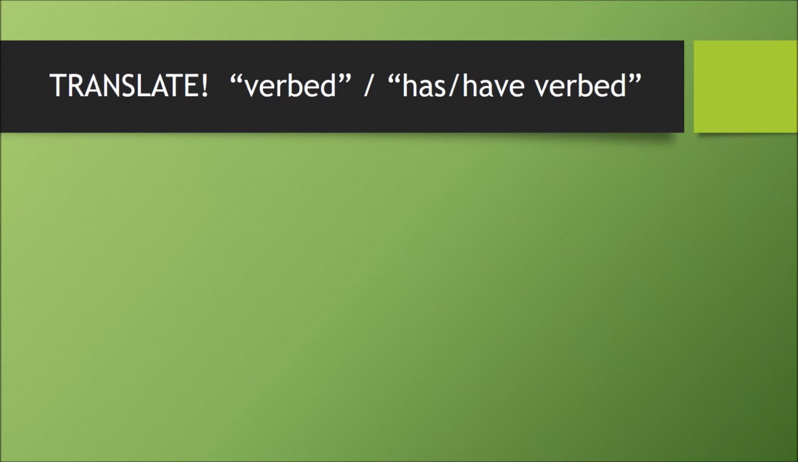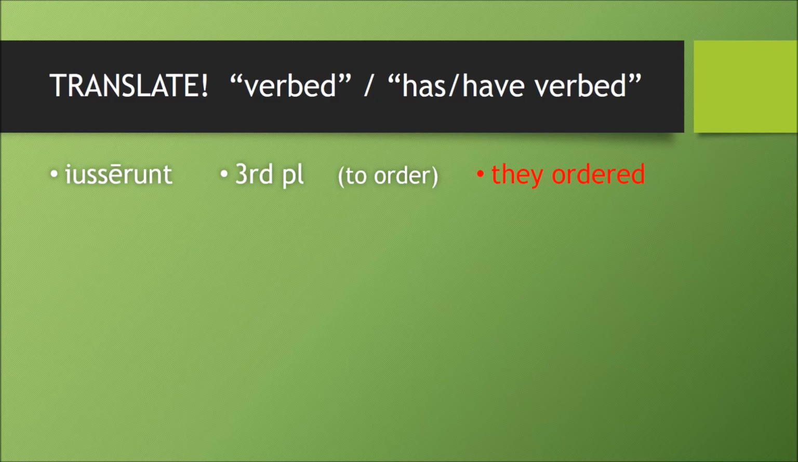Discipuli, as we continue on in our practice with the perfect tense, this time we're going to use those exact same verbs and we're going to translate them according to the perfect tense. Remember that they need to be translated as "verbed" or "has" or "have verbed" depending on the person and number. And here once again we have our example, userunt, which we previously identified as being the third person plural, which is the they form. So we're going to say they ordered in the past.